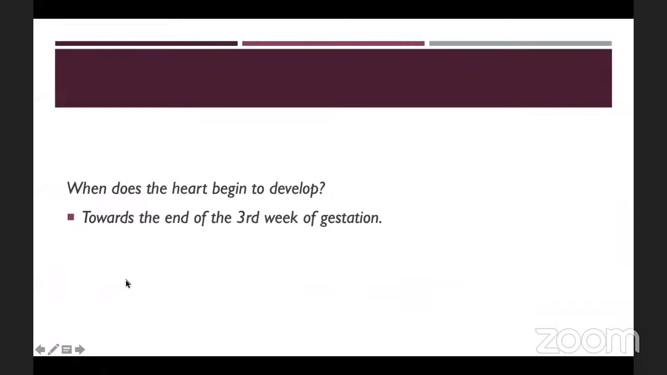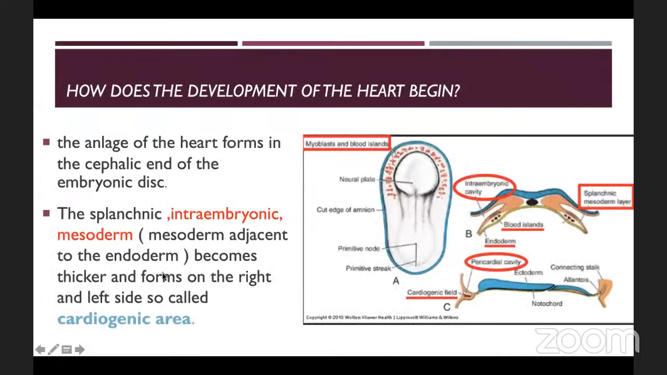So when does the heart begin to develop? Actually, it starts to develop toward the end of the 3rd week of gestation. The angle of the heart forms in the cephalic end of the embryonic sac. The splanchnic intraembryonic mesoderm, which is adjacent to the endoderm in this picture here, becomes thicker and forms on the right and left side the so-called cardiogenic area, in both sides.